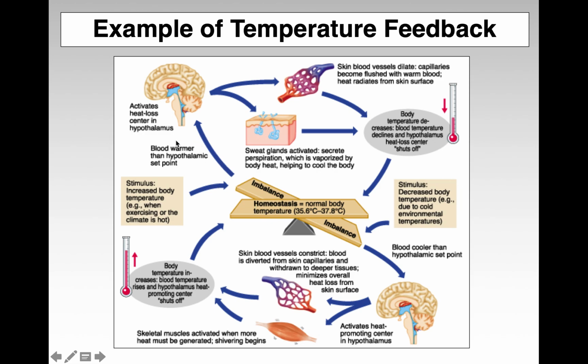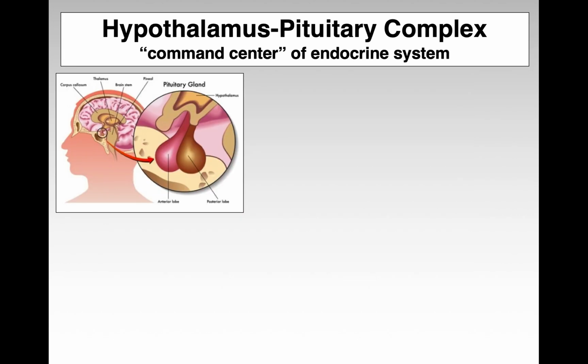A couple things to think about: again, the hypothalamus activates a heat loss center. So the hypothalamus is kind of a temperature regulator, which can send signals to capillaries in the skin to reduce or increase body temperature. The hypothalamus is really that heat center. So the hypothalamus and pituitary really work together.